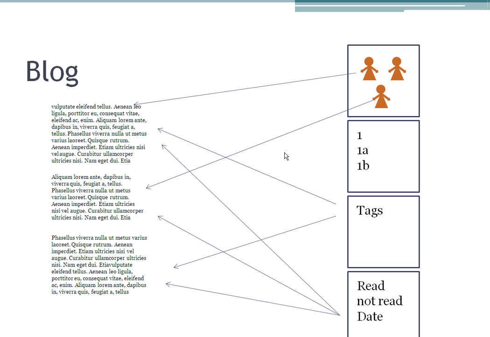Again, you get a similar sort of situation with blogs. This is published using date here, and usually single users write single postings on there. They can be tagged again, and you get information about what's been read or not read.